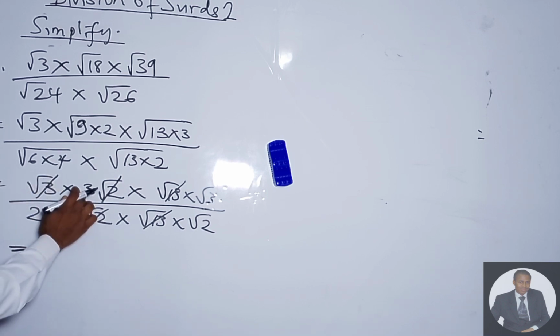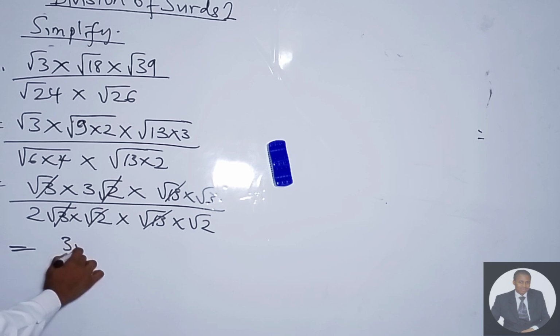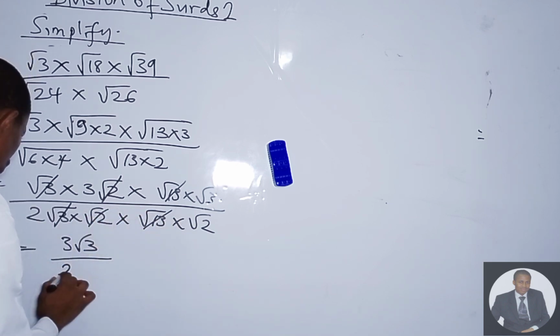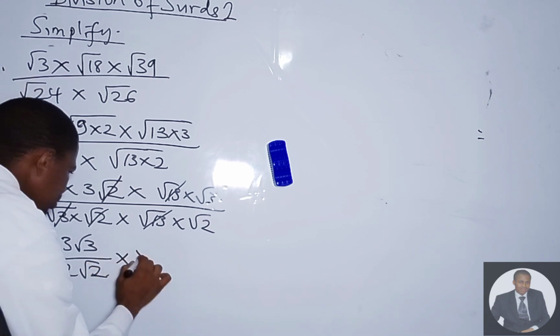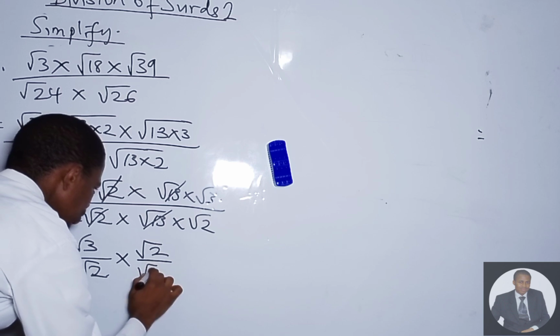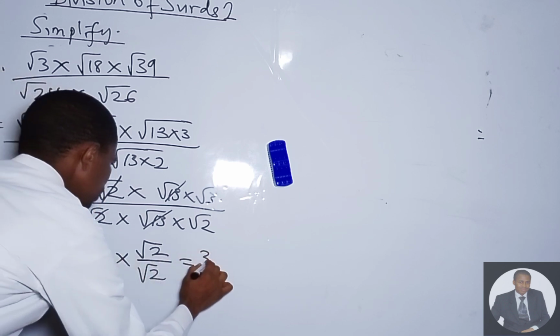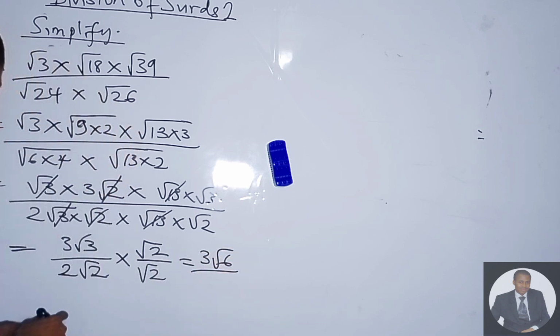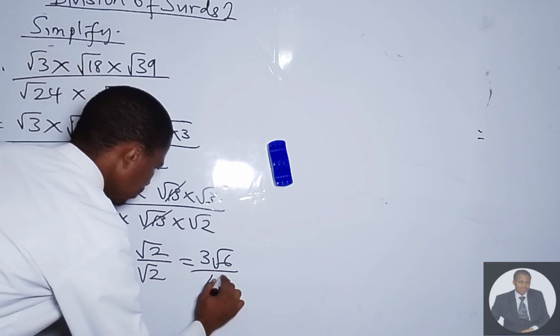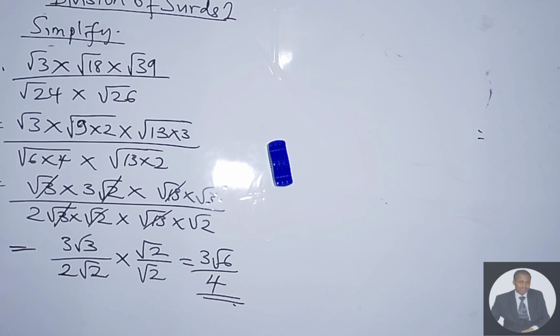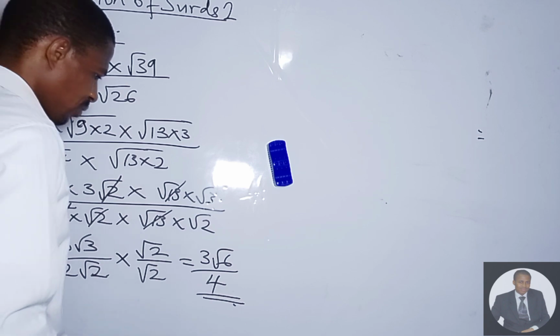So what do we have here? We have 3 root 3 all over 2 root 2. So we rationalize root 2 by multiplying the numerator and the denominator by root 2. So we have 3 root 6 all over 2, root 2 times root 2 is 2, so 2 times 2 is 4. This becomes our answer over here: 3 root 6 over 4.